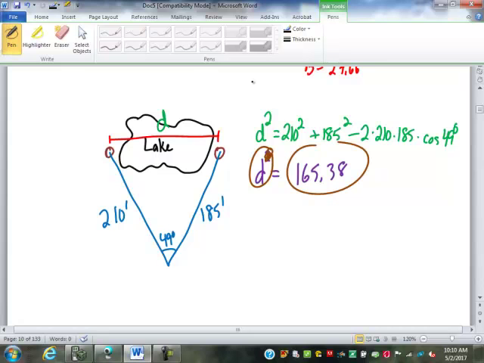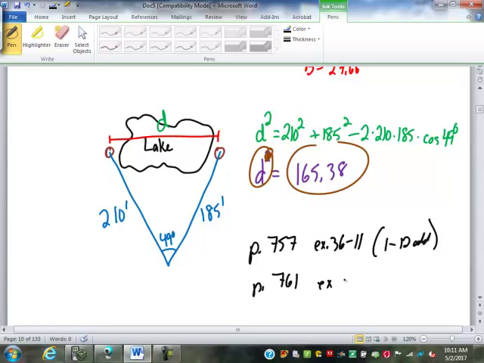So a little bit of homework here to finish off our first hour. Of course, in the big book, page 757, exercise 36-11, 1 through 12, the odd. Then page 761, exercise 36-13, 1 through 12, the odd. Let me double check these pages quick. I've got like 2 different pages scribbled down here. Make sure I grab the right set.